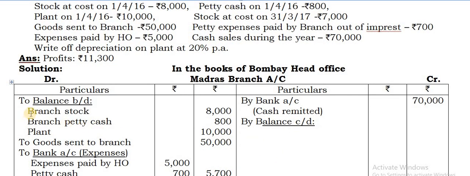Again, opening values are there, and they will become closing values, but the amounts will be different. You have to be careful. Again on credit side, branch stock, but here the branch closing stock is given, 7,000.